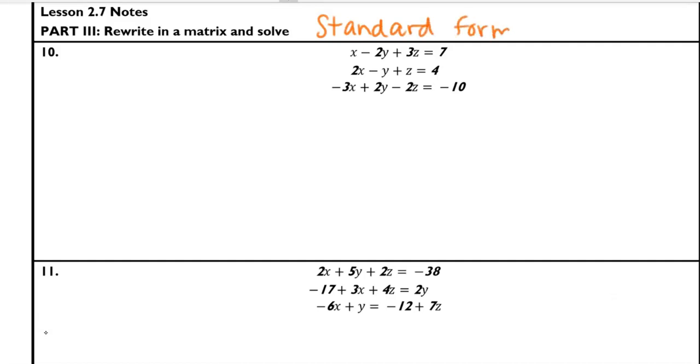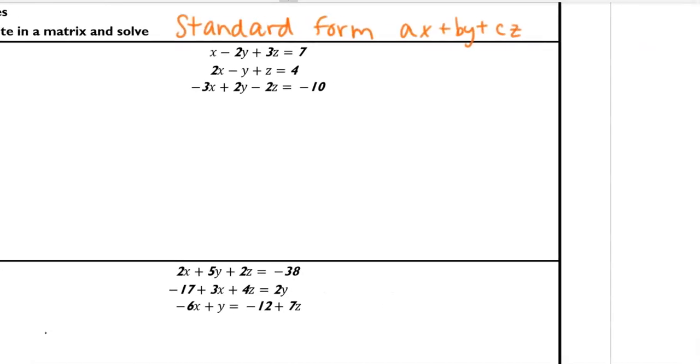And standard form is x first, then y, then z, equals a constant r, where r is the constant, which I also call our plane numbers. This is a number without a variable.